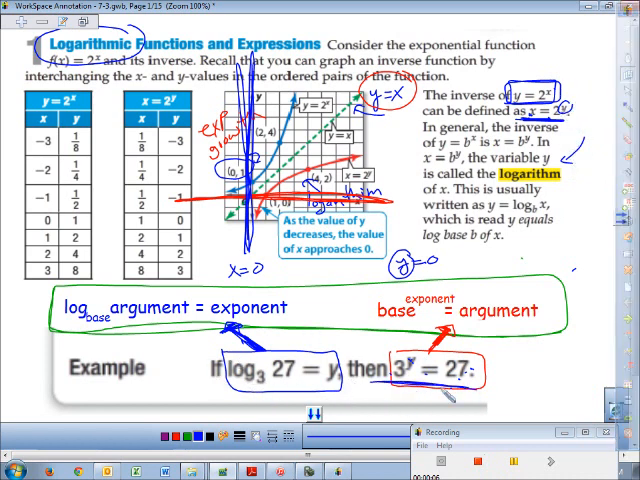What was the base in this situation? 3. You see where the base is located right here? Isn't 3 still the base? Cool. What was the exponent in this situation? y. Do you see where the exponent is located? That's over here now, correct? And the argument was 27. This is read out loud: log base 3 of 27 is y. The log base 3, the logarithm, we just call it a log, right? Log base 3 of 27 equals y.